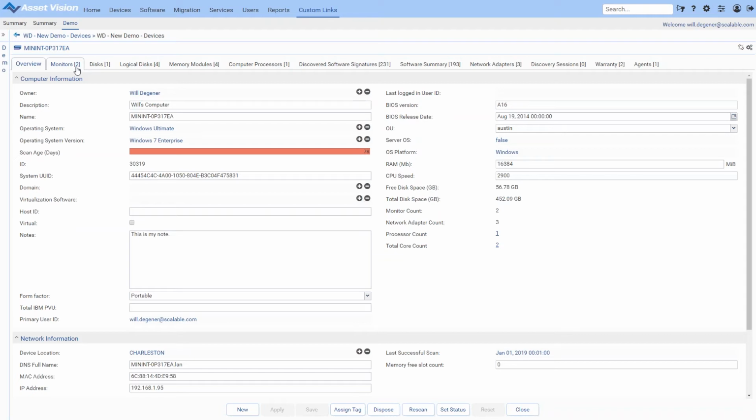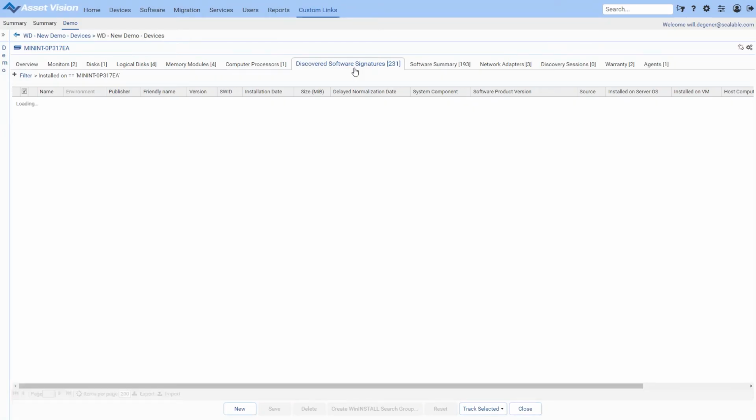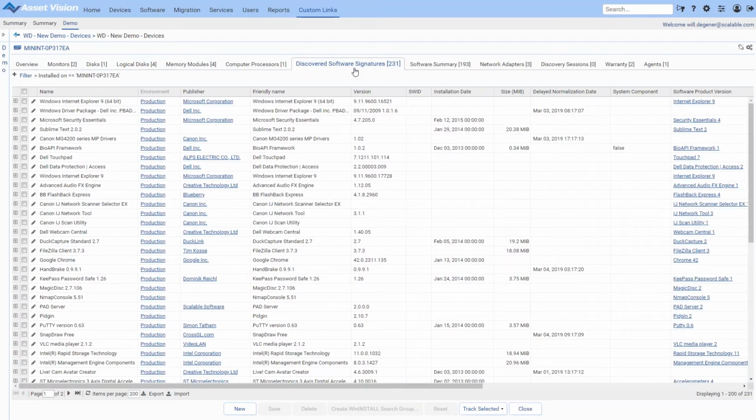And as you can see across the top here, it's monitors. What monitors were plugged in when I did my audit? What disks? What logical disks? Memory modules? Computer processors? But really, what we're super excited about at this stage is perhaps discovered software. We call these signatures, and we're going to look at all of the software on my machine.